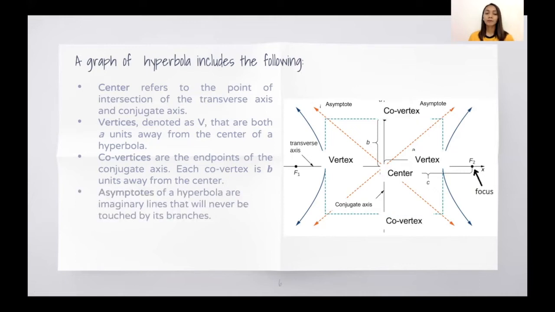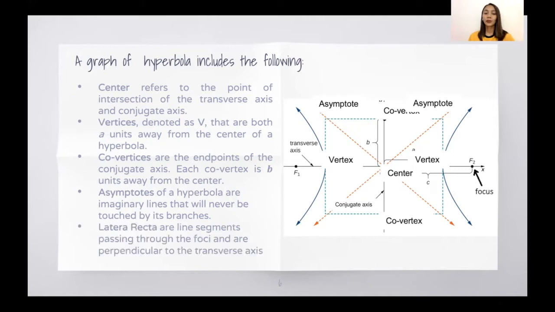Okay, asymptotes. Asymptotes of a hyperbola are imaginary lines that will never be touched by its branches. As you can see, those orange broken lines are what you call the asymptotes. When you say asymptotes, they will never touch the branches. So, ito yung branches natin, di ba? And then, ito yung asymptotes natin. Hindi po yan nagta-touch with each other, the branches and the asymptotes. Although they are getting closer and closer, hindi po sila magta-touch with each other.